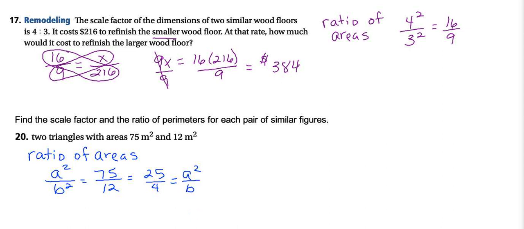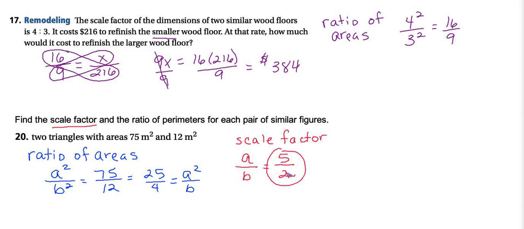Because what am I looking for in this problem? I'm looking for the scale factor. The scale factor would be a to b. So how do I find a to b? Well, I know a squared to b squared. So a to b would be, well, if a squared is 25, a would be 5. And if b squared is 4, b would be 2. So the scale factor would be 5 to 2.